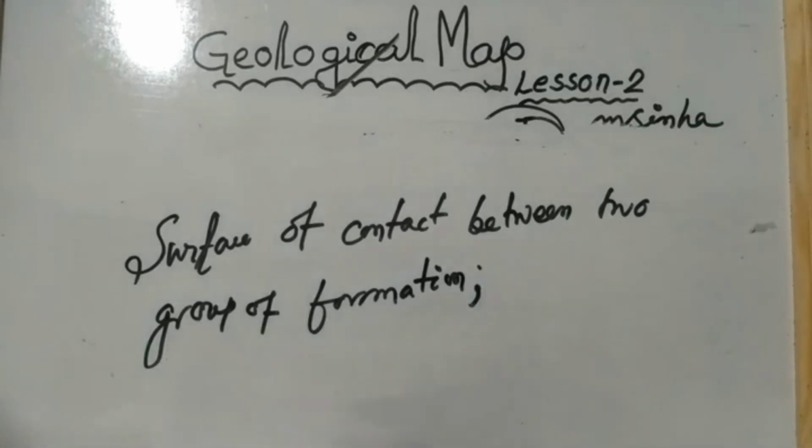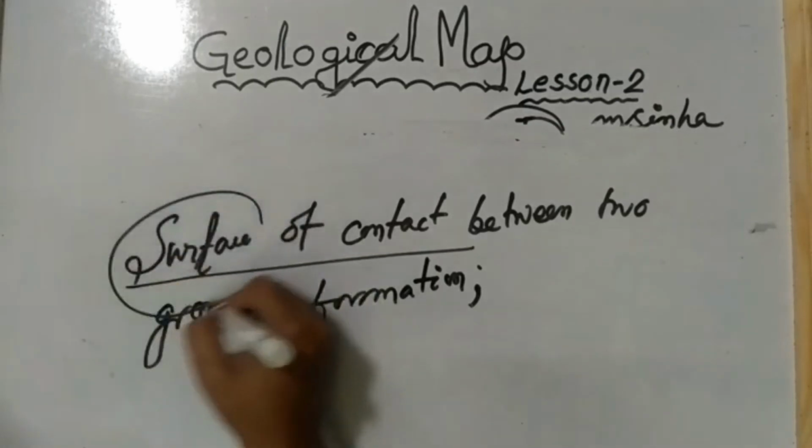The surface or contact. First, we have to identify the unconformity point through the triple point junction. To connect all the triple point junctions, we can get the surface. That surface is a contact between the two different types of formation, and that surface is called the line of unconformity. Okay. The line of unconformity is a surface or the contact zone.